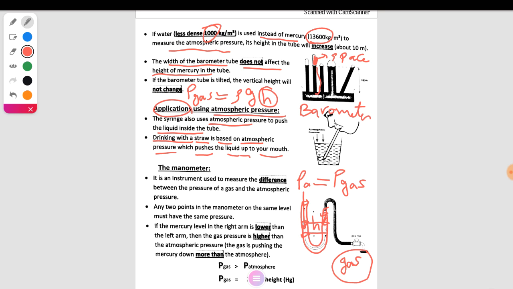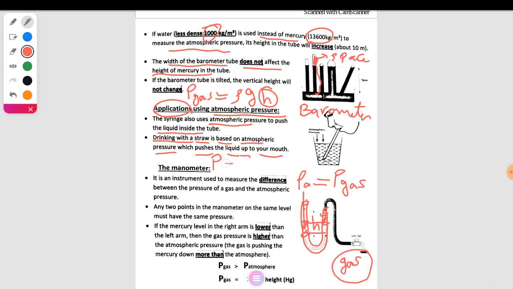If the pressure of the gas is greater than atmospheric pressure, the surface of the liquid in the enclosed side moves down and the other side moves up. The difference between the two sides is called h. We can calculate the pressure of gas by using the following rule. P liquid equals rho g h, but this is the pressure of the liquid, which is exposed to P A, atmospheric pressure.